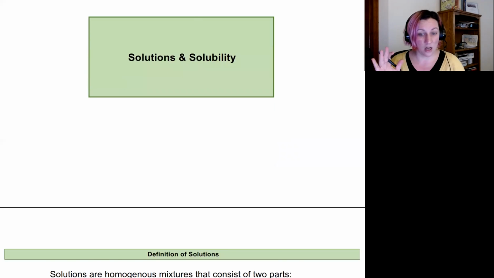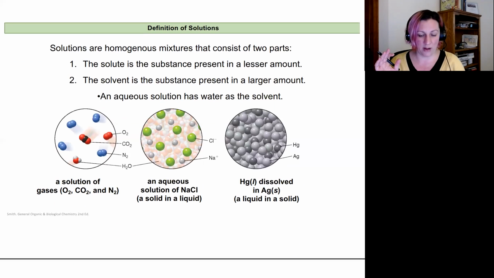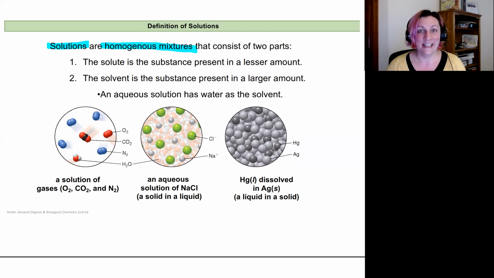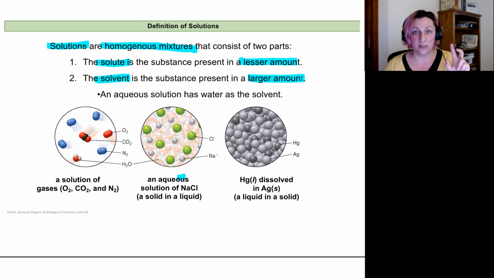So diving into that, let's just start with some definitions right off the bat. What is a solution? A solution is going to be a homogeneous mixture, not heterogeneous, just homogeneous. That means when you look at it, you can't really tell you're looking at a mixture. It just looks like one thing. And any solution is going to consist of two parts. There will always be a solute and a solvent. And to tell them apart, we just look at which one we have more and less of. So the solute is always going to be whatever we have the lesser amount of, and the solvent is whatever we have more of.